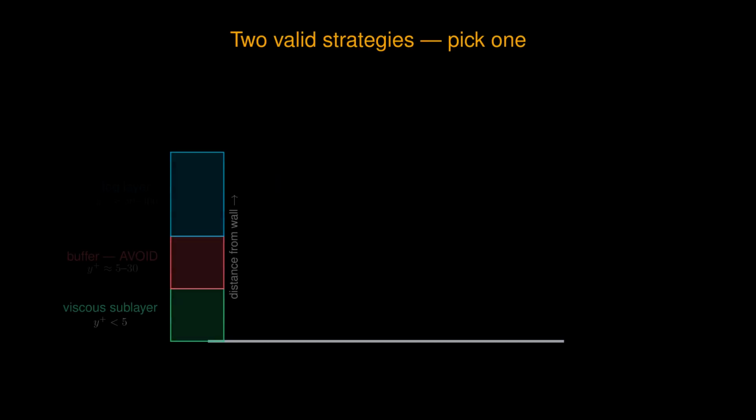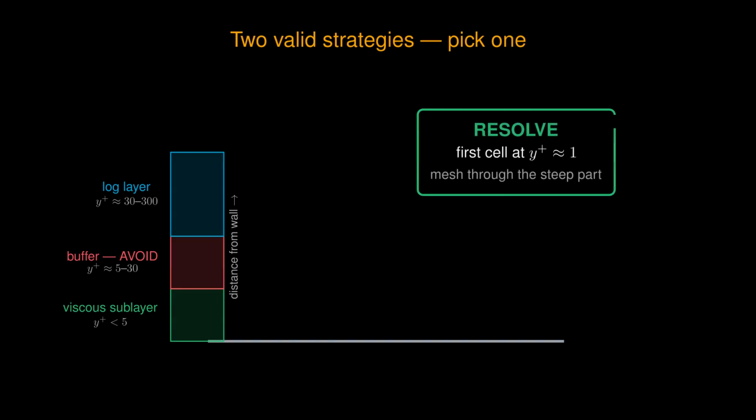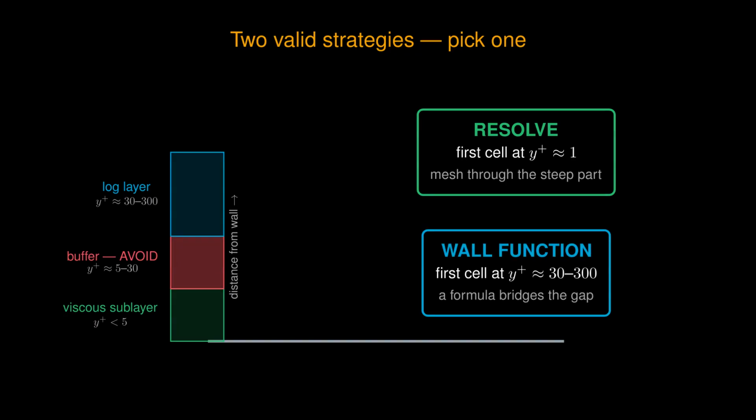And there are two legitimate answers. Picture the near-wall region in y+ units, a thin, viscous sublayer right at the wall, a buffer layer above it, then a region where the velocity follows a known logarithmic law. You can resolve the boundary layer, push the first cell down to a y+ near 1, and mesh all the way through the steep part. Or you can model it. Place the first cell out in the logarithmic region, around a y+ of 30 to a few hundred, and let a wall function bridge the gap. Both work. What you must not do is land in the buffer layer in between, where neither one holds. That's the no man's land that quietly ruins results.